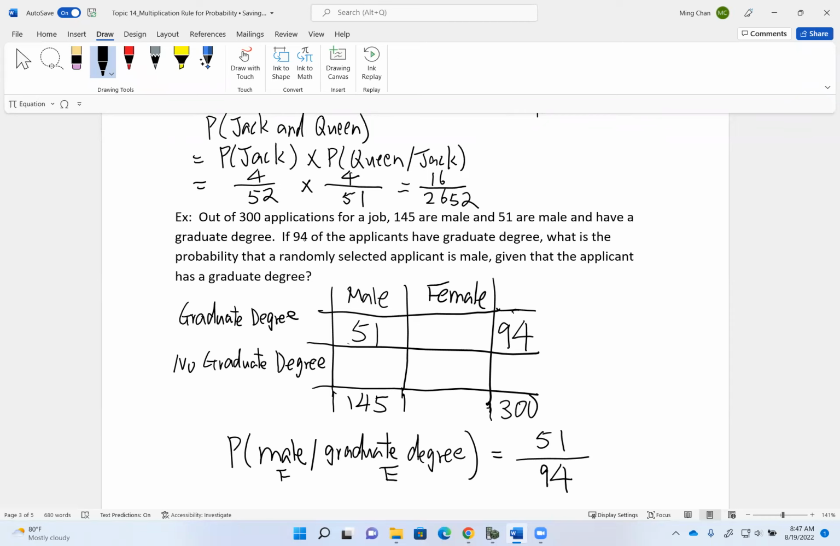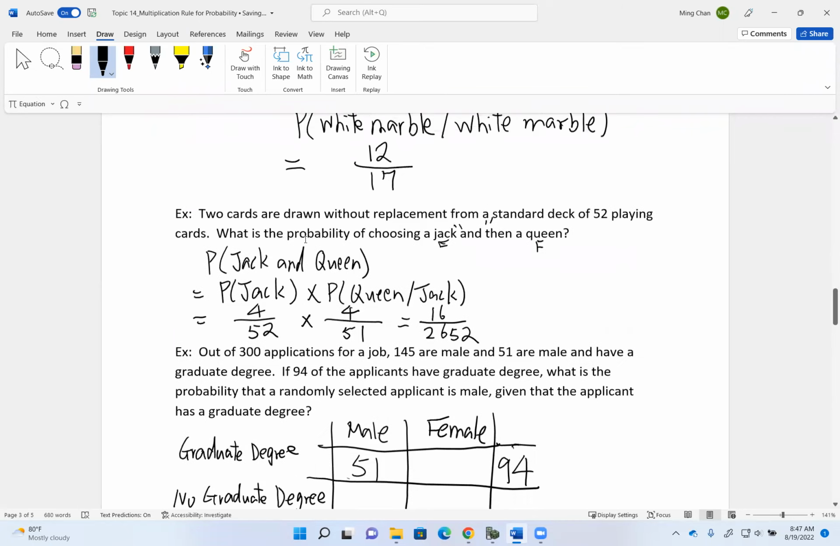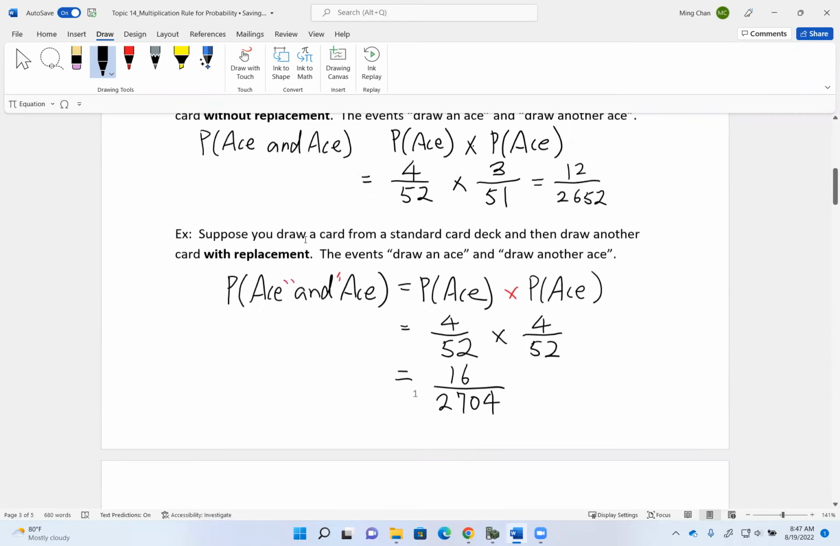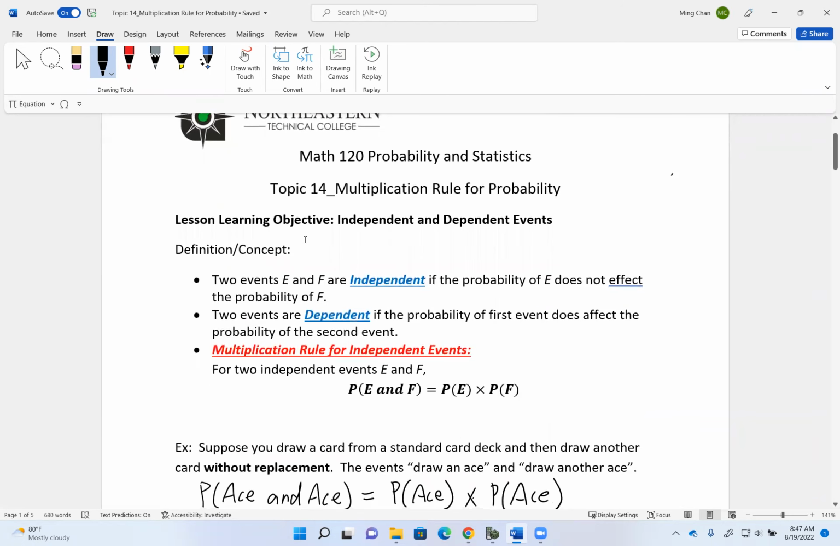So that's your answer. Okay, so just real quick, we went through a few examples explaining how we can use multiplication rules for probability, and mentioning what independent and dependent events are, and how we use the concept of dependent and independent events in conditional probability.